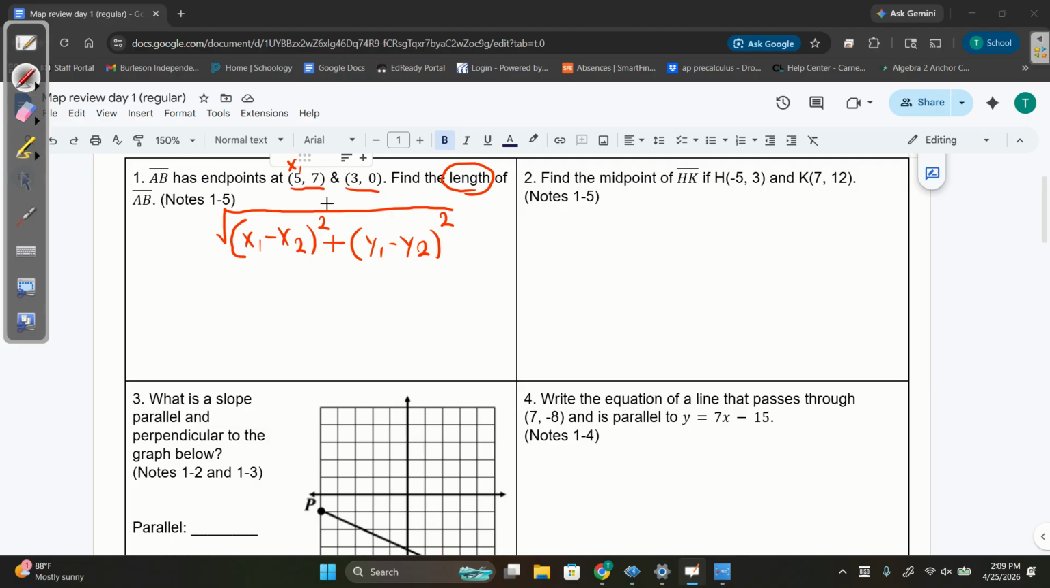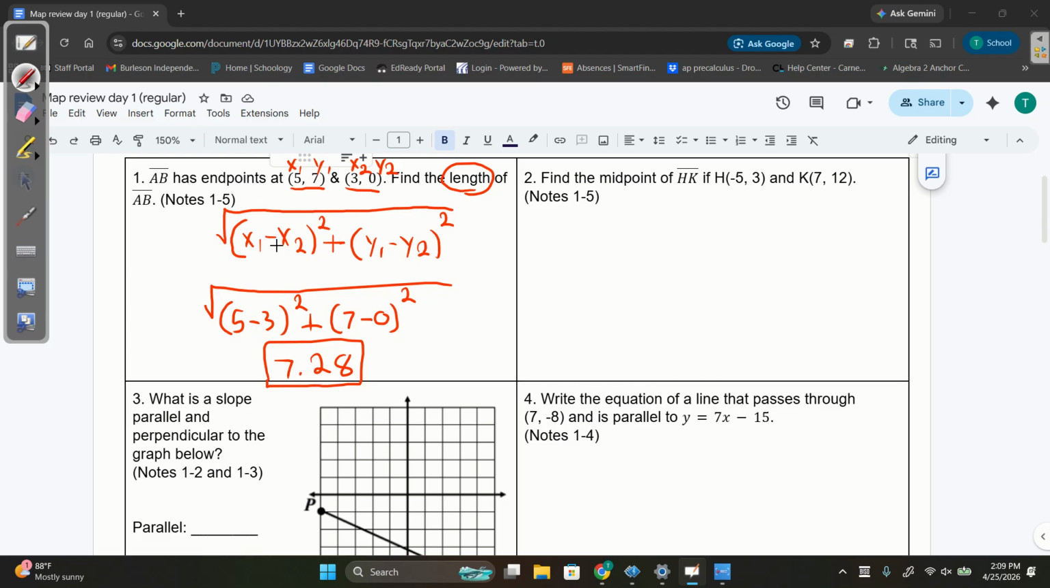This would be x1 and y1, x2 and y2. Once I identify what each variable is, we can go ahead and plug it into the formula. We've got 5 minus 3 squared plus 7 minus 0 squared, which, if I plug exactly this into the calculator, I should get 7.28. So the distance between these 2 points is 7.28.